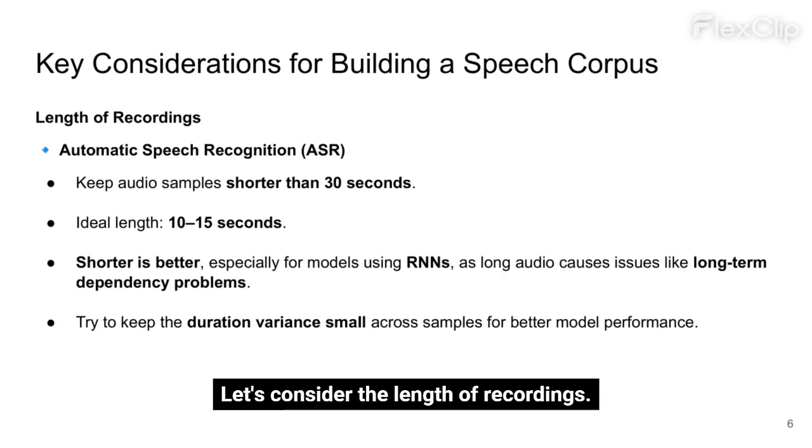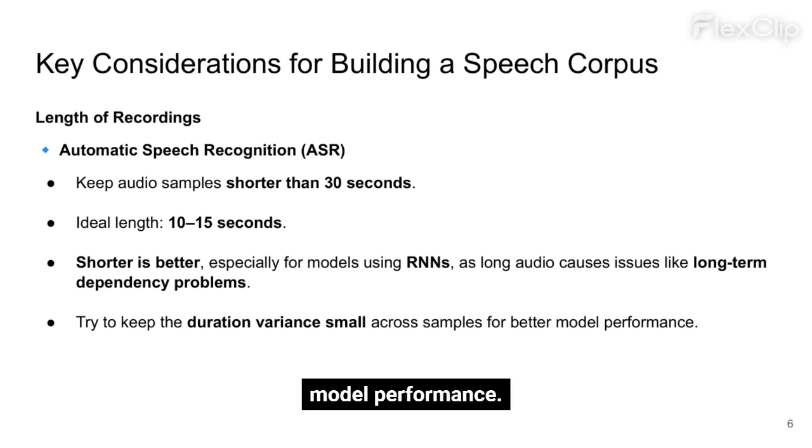Let's consider the length of recordings. For automatic speech recognition, keep audio samples shorter than 30 seconds, ideally 10 to 15 seconds. Shorter clips are better, especially for models using RNNs, to avoid long-term dependency issues. Also, try to maintain small duration variance across samples for better model performance.